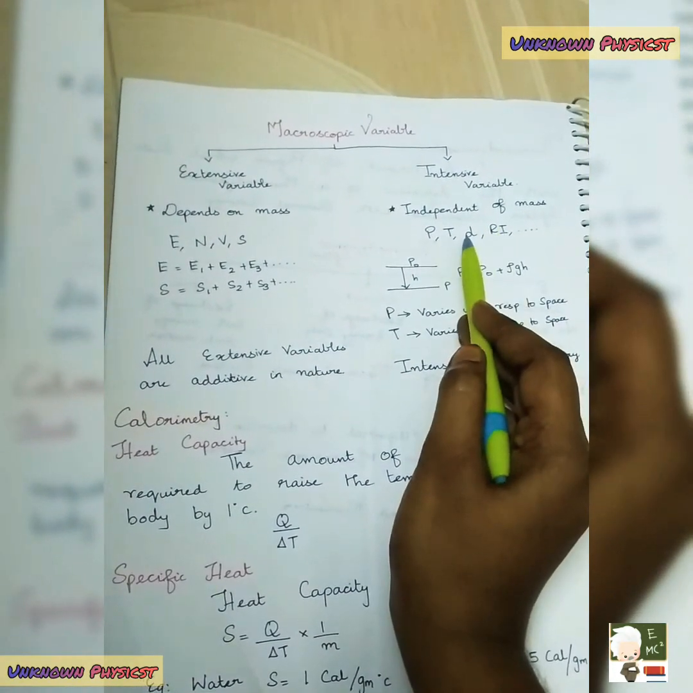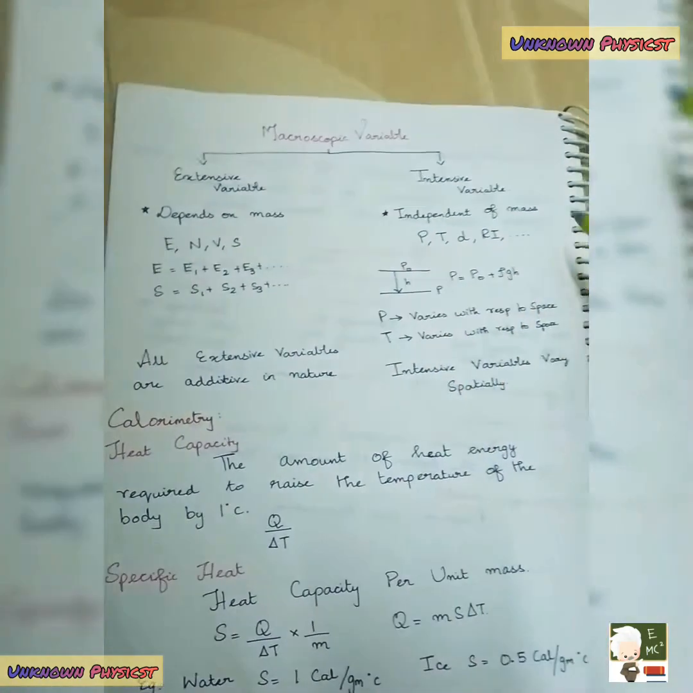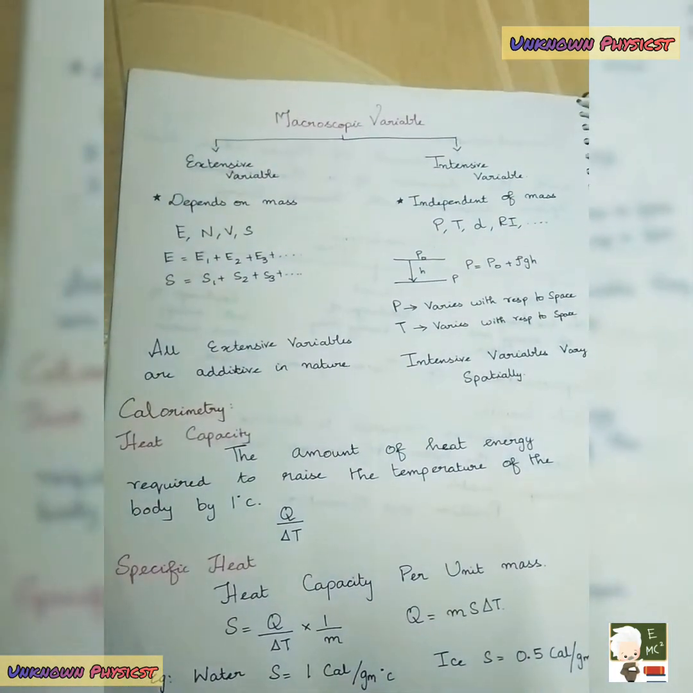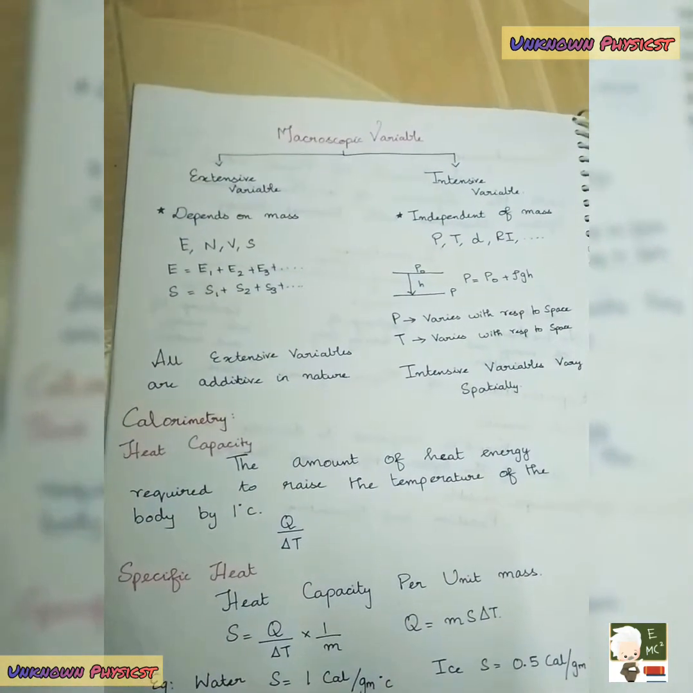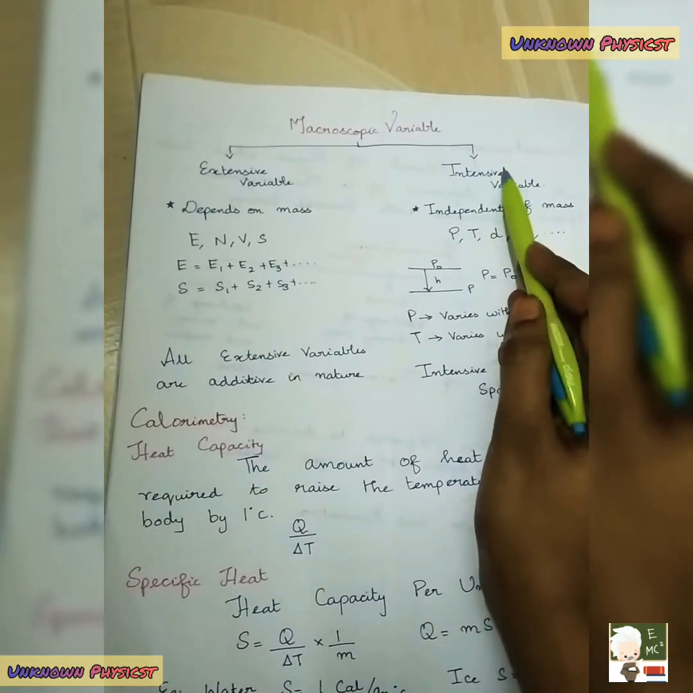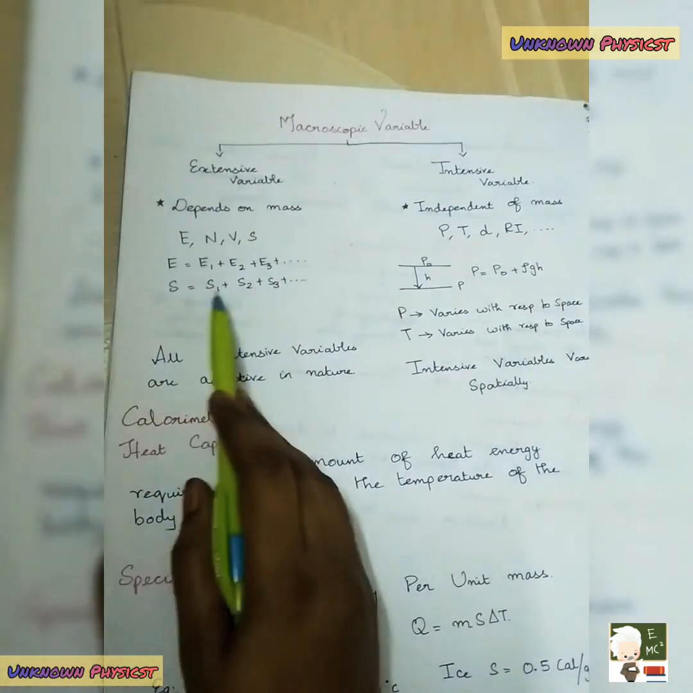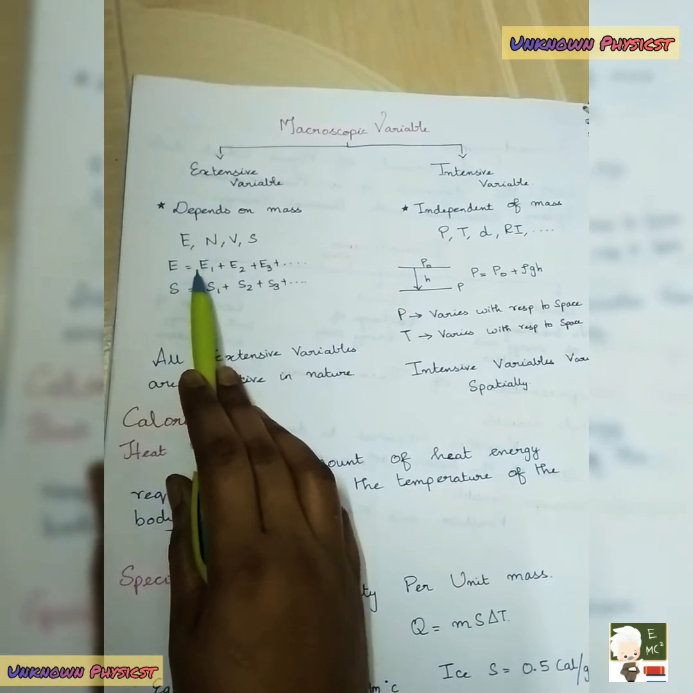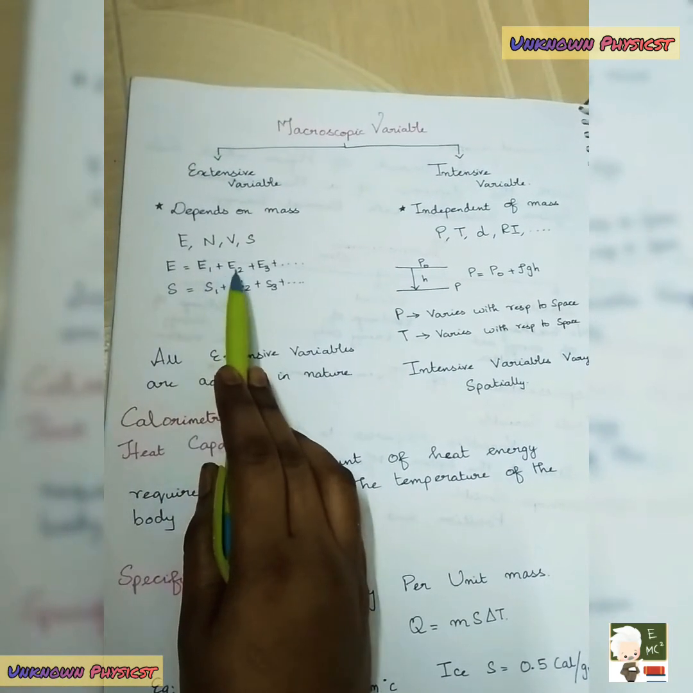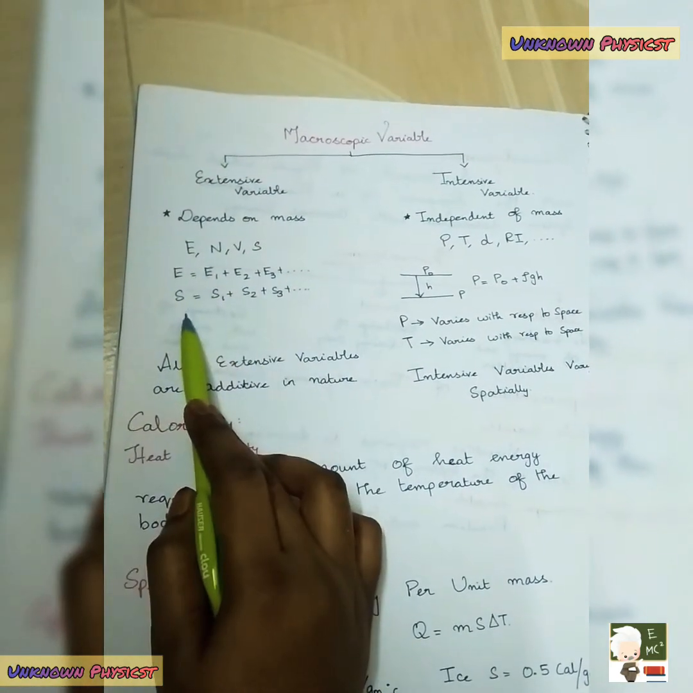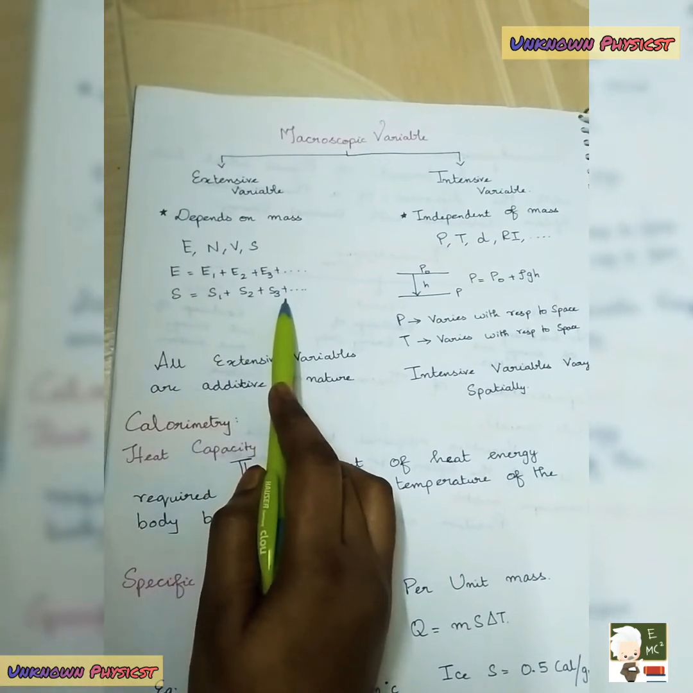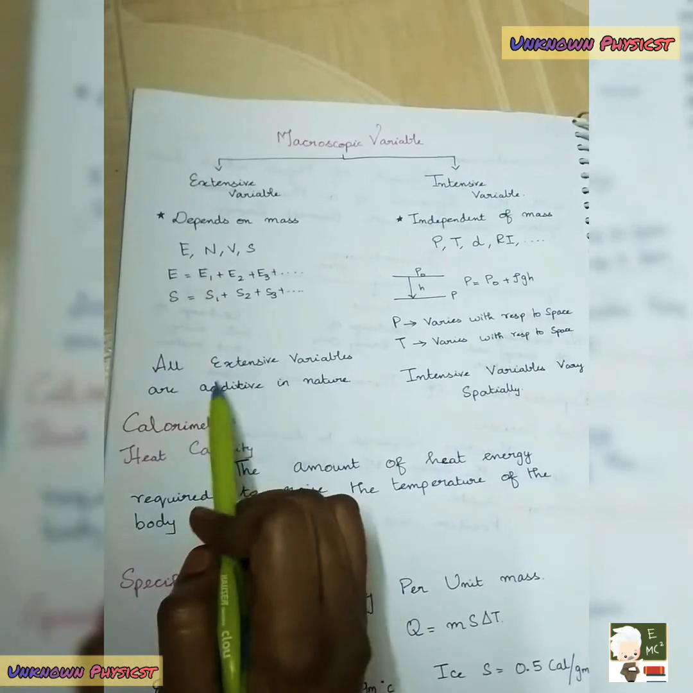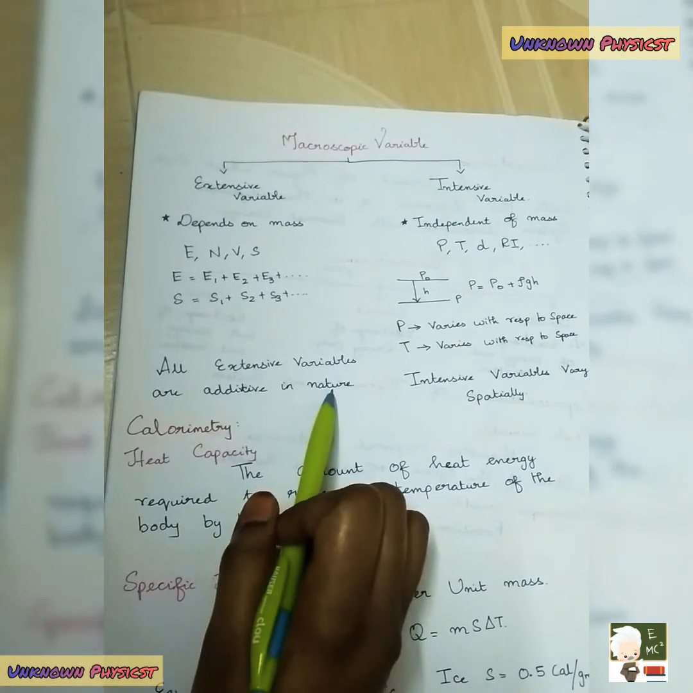You may think how density is an intensive variable since it has mass in its formula. Density is equal to mass by volume. So, extensive by extensive will give you an intensive variable. And an extensive variable is the total of the system. So, E will be equal to E1 plus E2 plus E3. Similarly, entropy. So, all extensive variables are additive in nature.